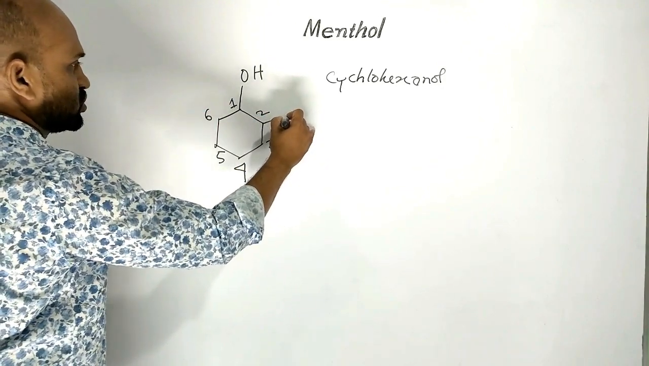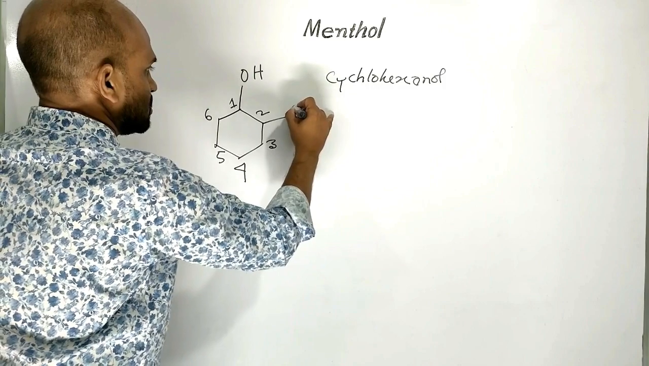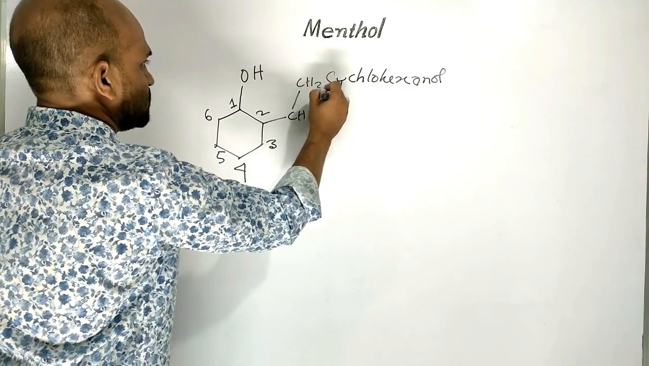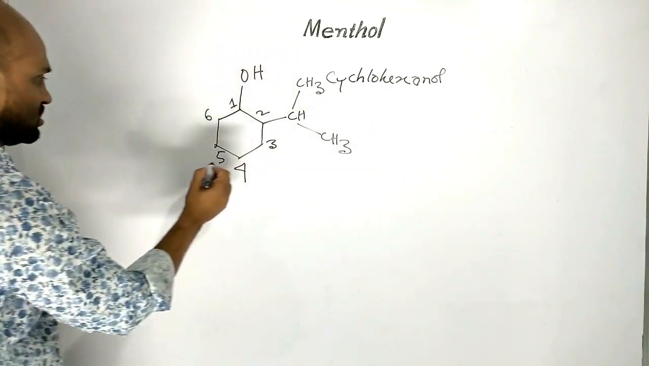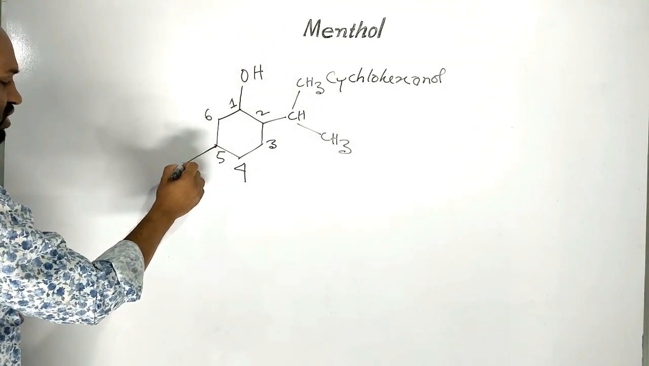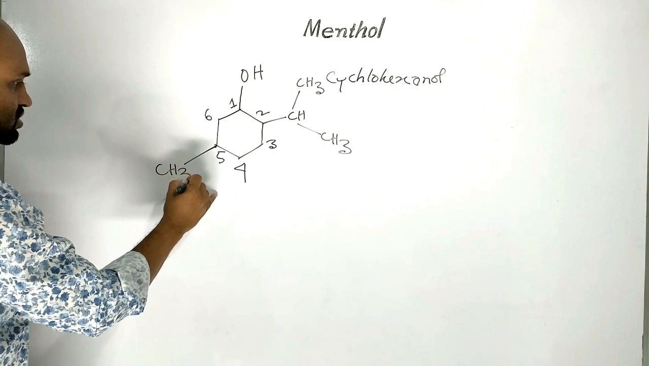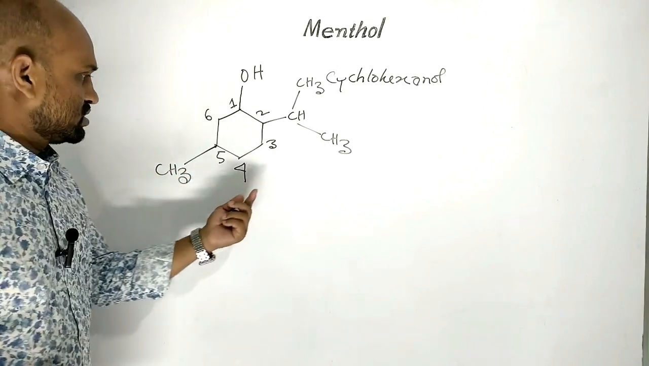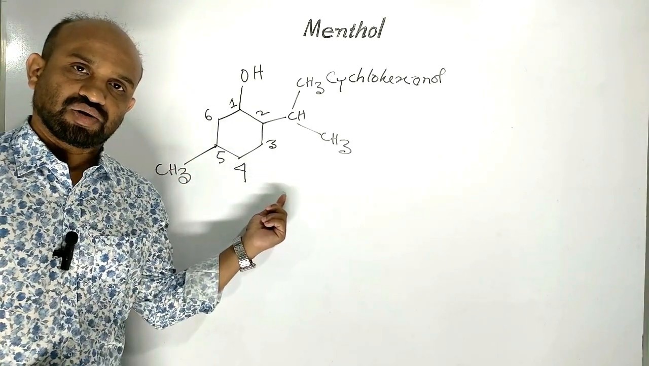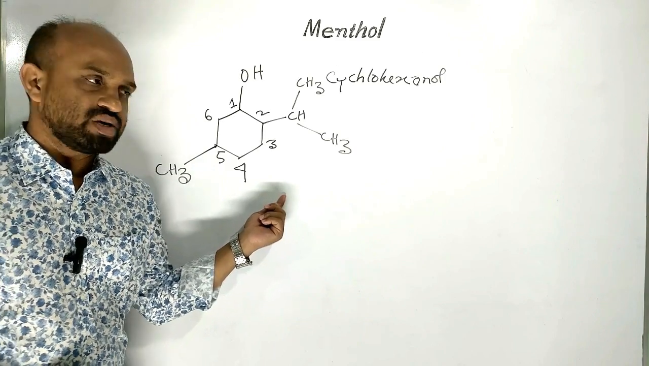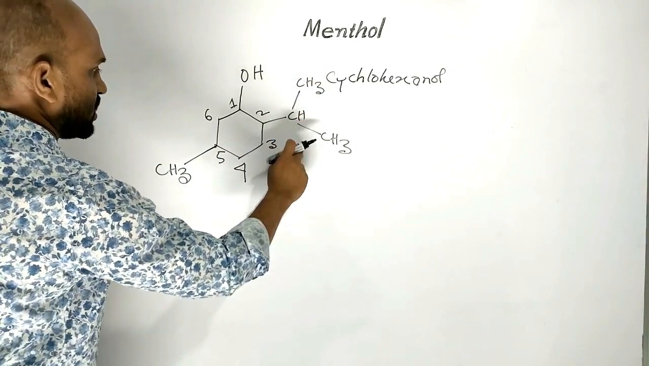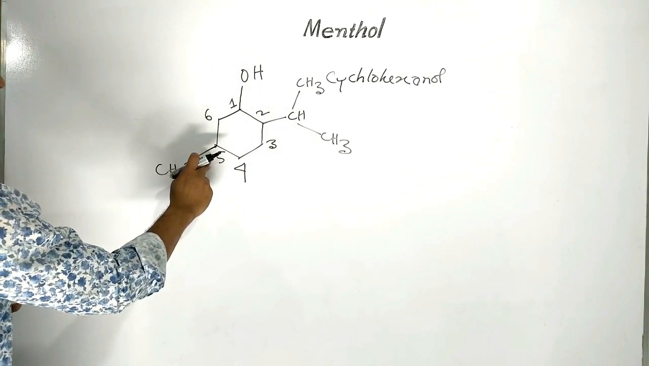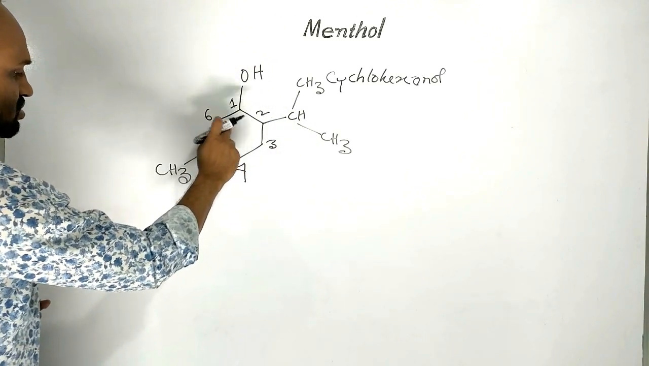At position number 2, isopropyl group, and at position number 5, methyl group. This is actually menthol. Its chemical name is 2-isopropyl 5-methyl cyclohexanol. Single word.